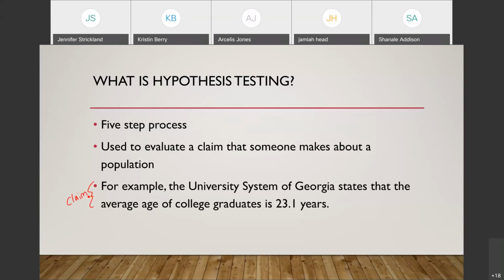All right, so let's talk a little bit about how we would agree or disagree with that claim.